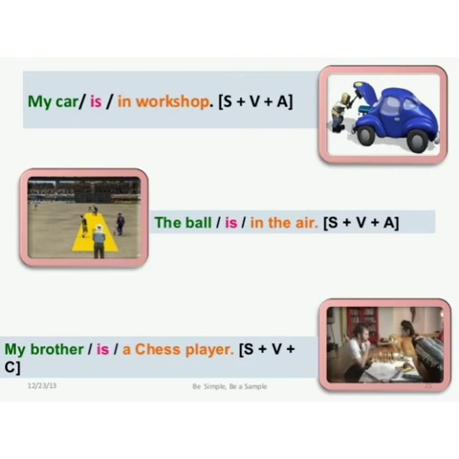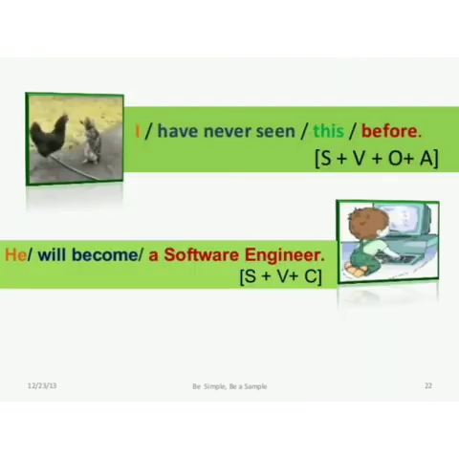Coming to the next example. I have never seen this before. I, subject, have never seen, verb, this, object. Before is the adjunct. So the word before gives additional meaning to the sentence. He will become a software engineer. He is the subject, will become, verb, a software engineer is a complement.